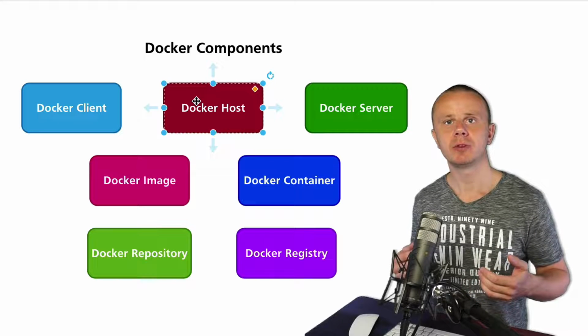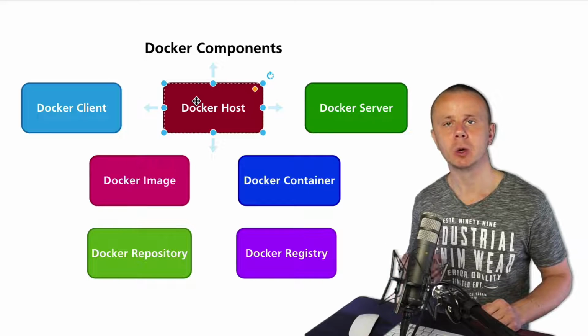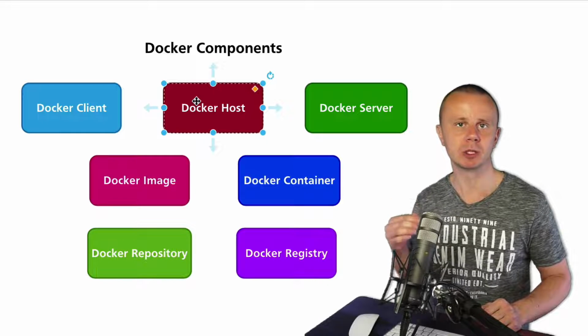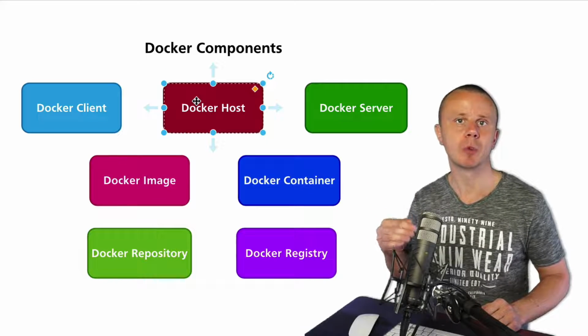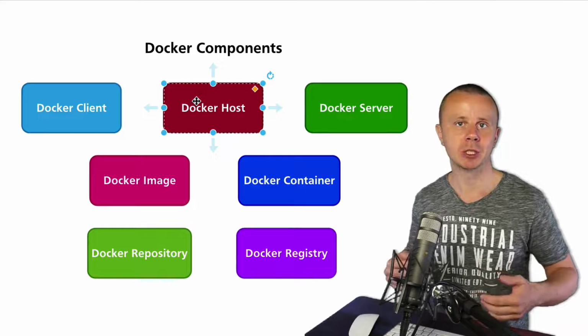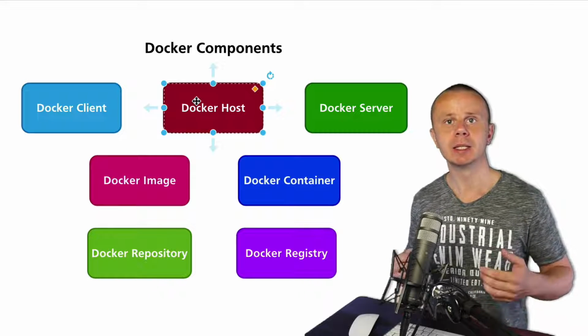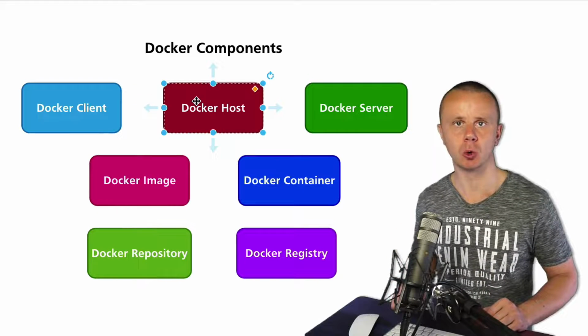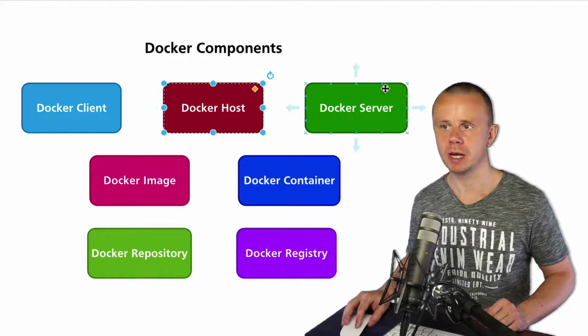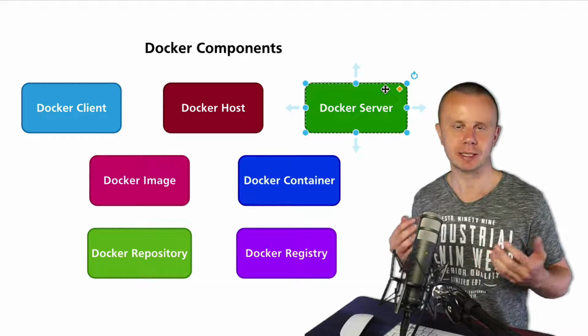Next, Docker host. Docker host is used for launching and storage of containers. And actually, if you run Docker Desktop on Mac OS or Windows, then Docker host is a small Linux virtual machine that is running on top of a Mac OS or Windows computer. If you have installed Docker Engine directly on a Linux computer, for example an Ubuntu server, then this Ubuntu server is the Docker host.